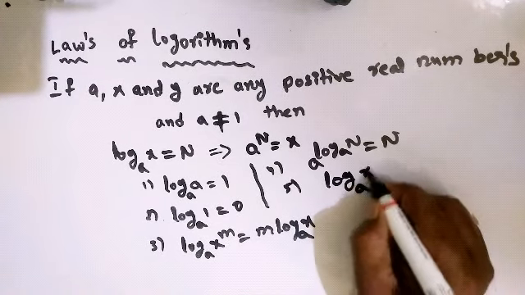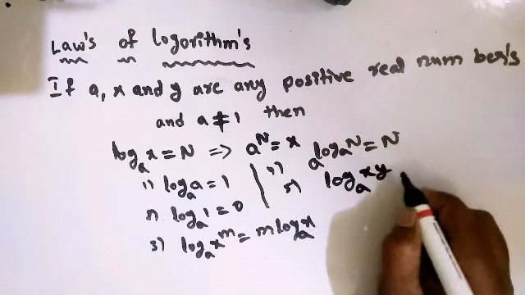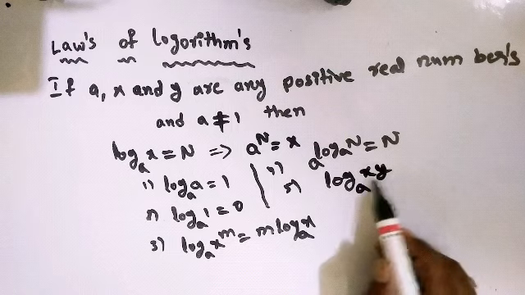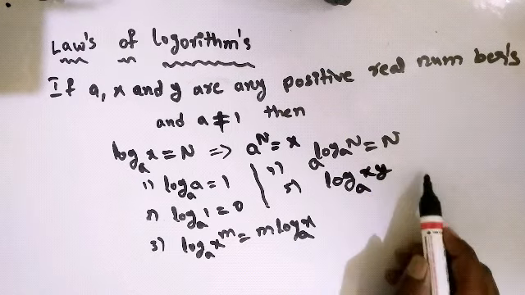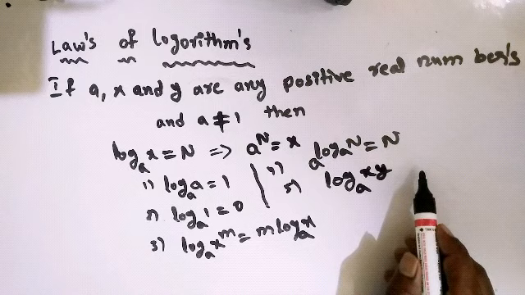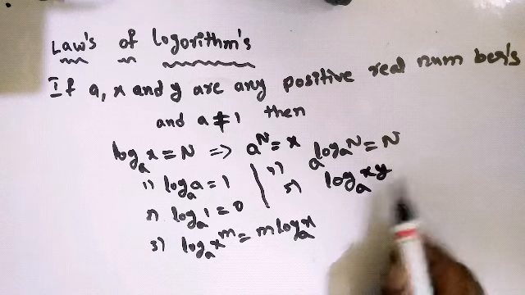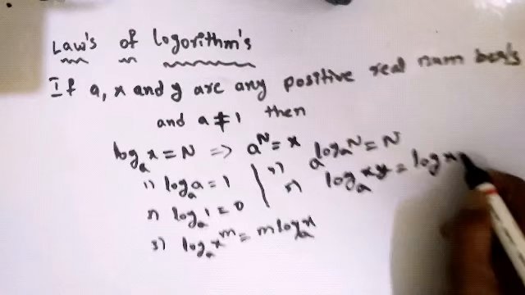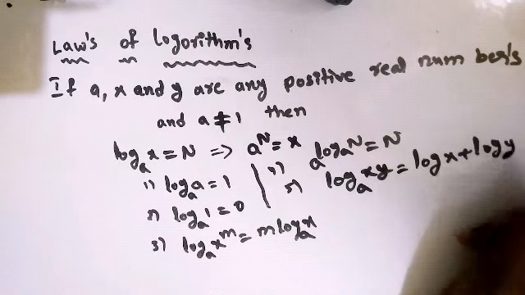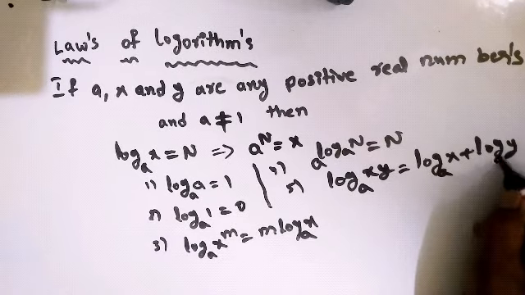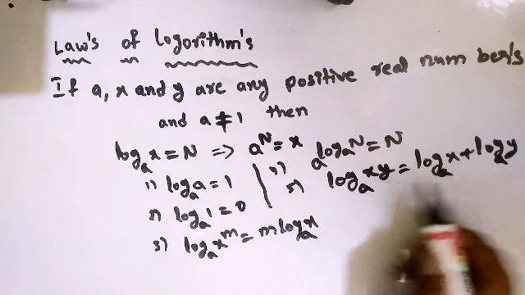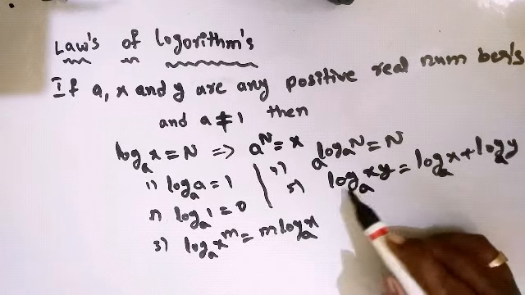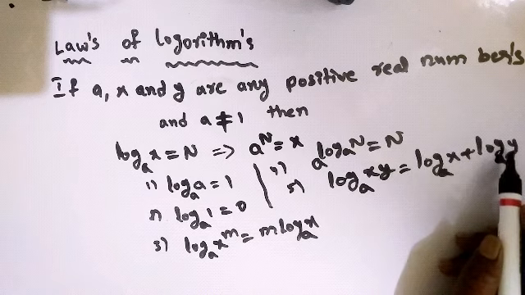Next, now we have log base a. Suppose you have log of x into y. If in between there is a multiplication, we'll have in the RHS a positive, that is addition. That is log x into y will come as log x plus log y. Simple to remember. If log x into y is there, in that case log x plus log y. So log x into y is log x plus log y.